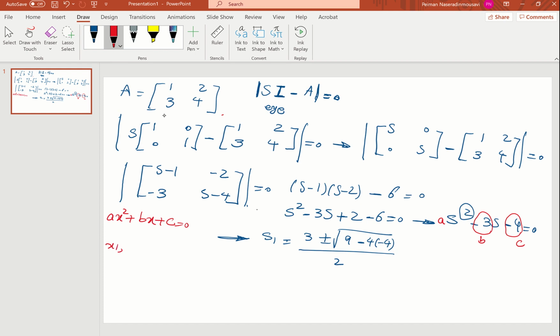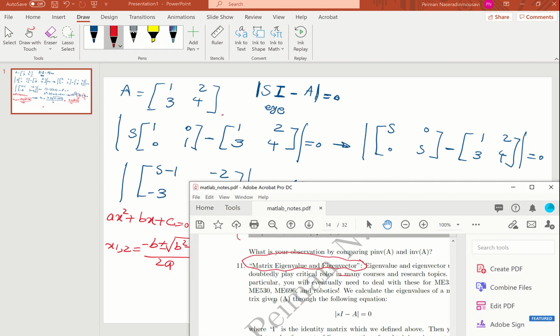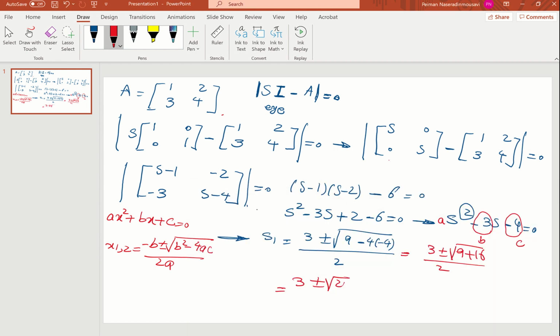If you have such an equation, this is a general statement in case you forgot: x1,2 equals minus b plus or minus the square root of b squared minus 4ac, divided by 2a. Your b is minus 3, so minus b is 3, plus or minus the square root of 9 minus 4ac. Your a is 1, and the rest. What you get is 3 plus or minus the square root of 9 plus 16, which is 25, divided by 2, or 3 plus or minus 5 divided by 2.